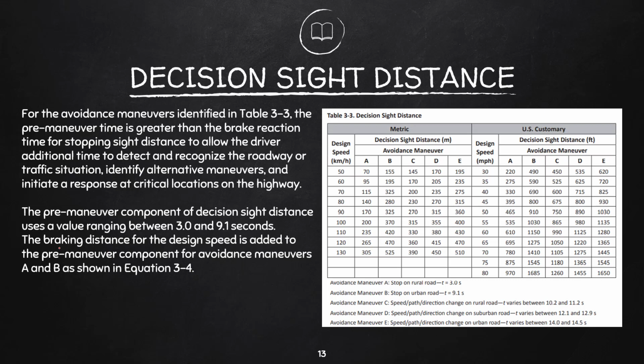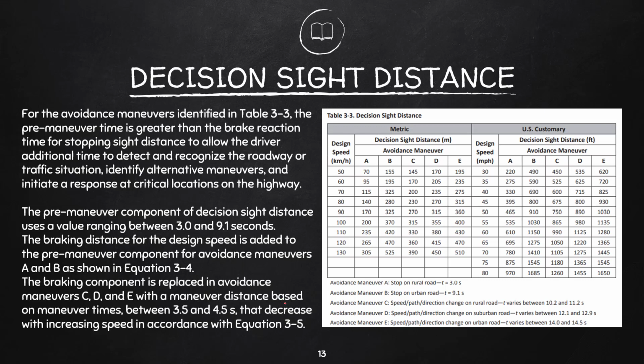Okay? So the braking distance is added on the pre-maneuver component. So these times here are for the pre-maneuver component. Whenever we will stop, then you will add the pre-maneuver distance to the braking distance. Very similar to the stopping sight distance actually. We are just changing the value of the time that we are providing.